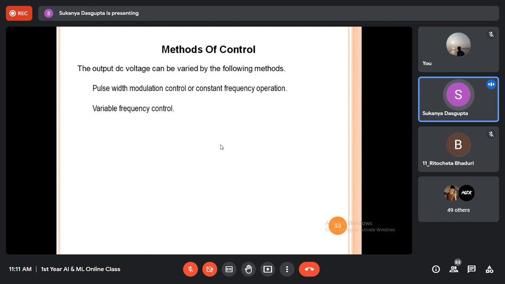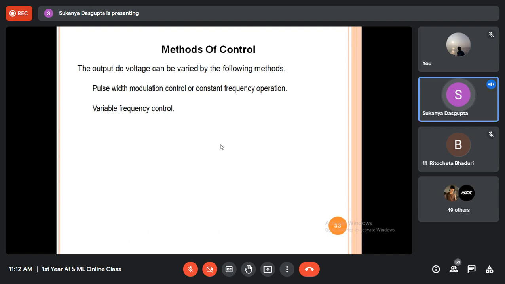Next, the methods of controlling the gate signal of the semiconductor switch. That means the control circuit, because this control circuit design is very, very important for the chopper circuit, based on the switching frequency and the modes of variation of the duty ratio, which is responsible for the variation of the output voltage. So here, the switching circuit or the control circuit is very, very important to understand.